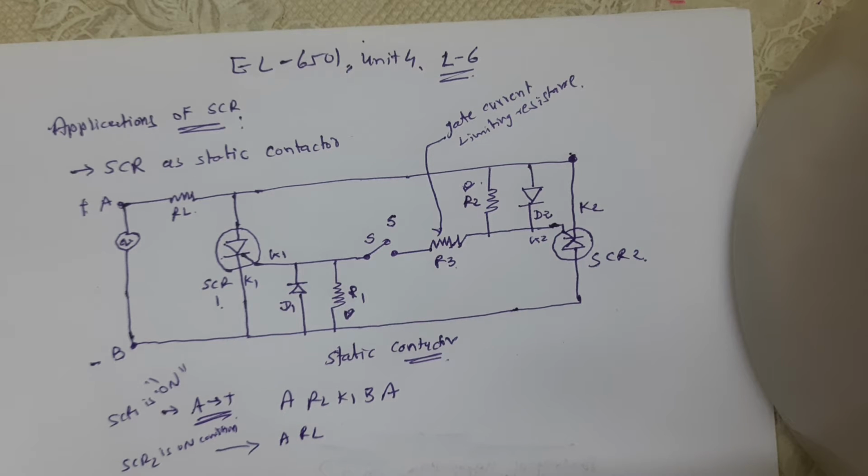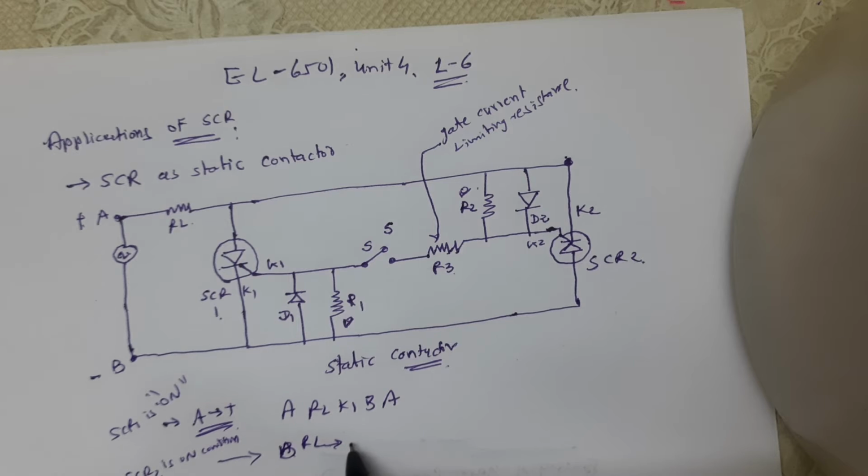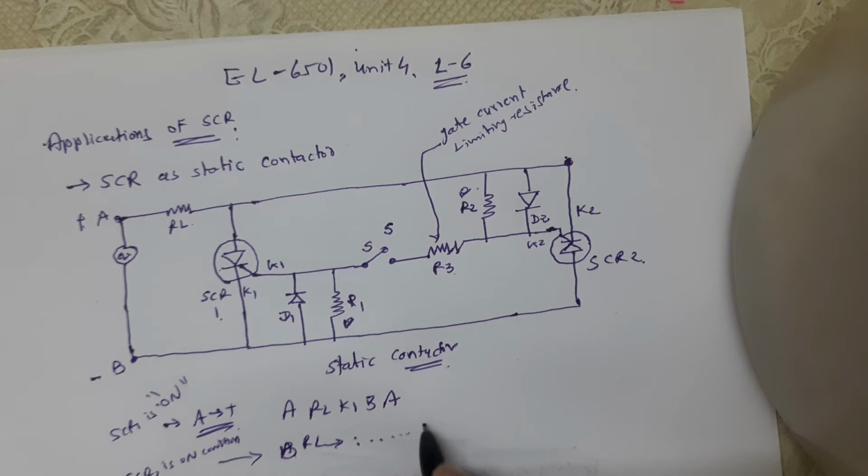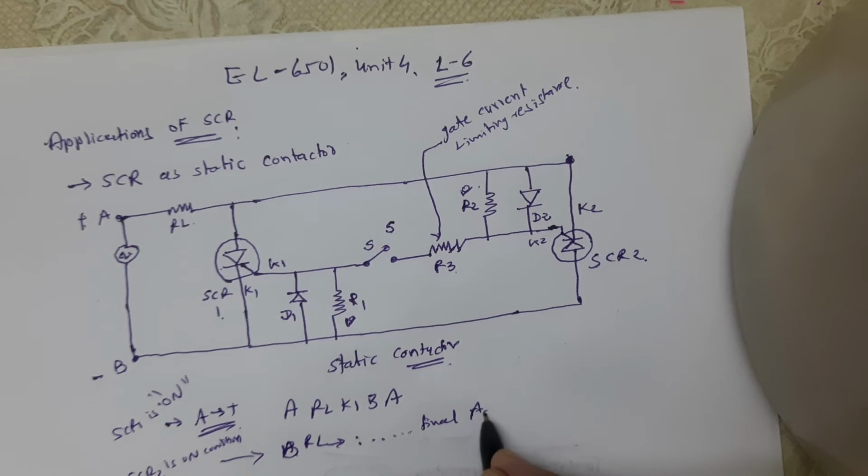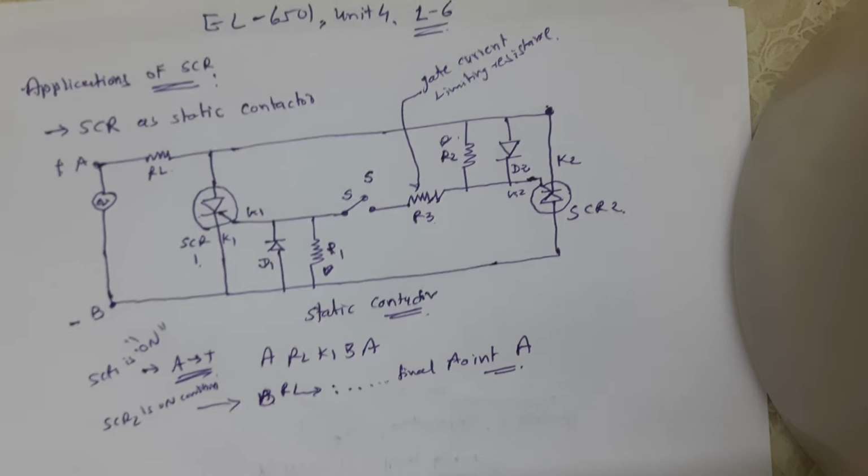load. It may be seen that switch S handled only a few milliamperes of gate current to switch on several hundred amperes in the load RL. This is the distinct advantage over a mechanical switch. The current goes through B, RL, and again to the final point A. In this way the circuit works, and the SCR works as a switch. It is nothing but the SCR as a static contactor.